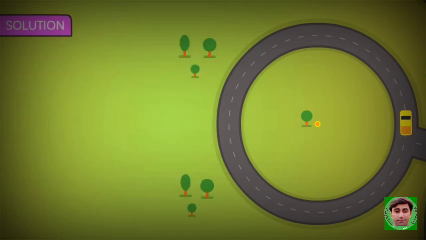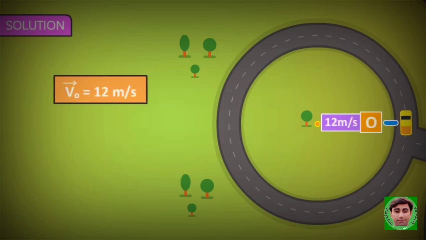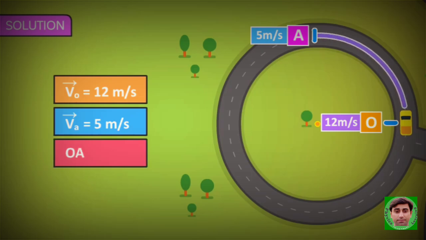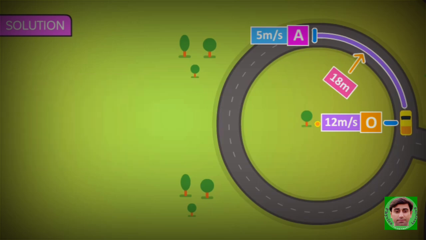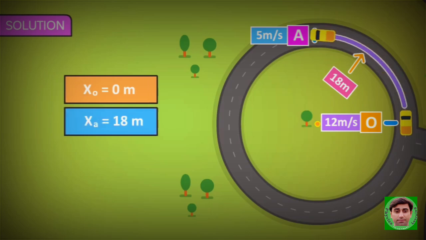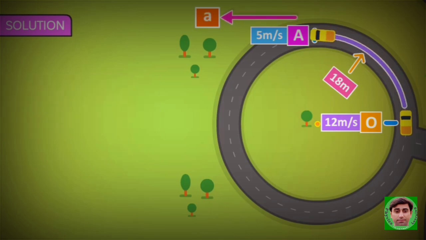Solution: in the question, we are given a particle which moves along a curve and it has a velocity at point O equal to 12 meters per second and velocity at point A equal to 5 meters per second. The distance between point O and point A is equal to 18 meters when measured along the curve. Therefore, we can write the position of the particle at O, that is x_O, equal to 0 meter, and position of point A, that is x_A, equal to 18 meters. And the total acceleration of the particle is given as 10 meters per second square.